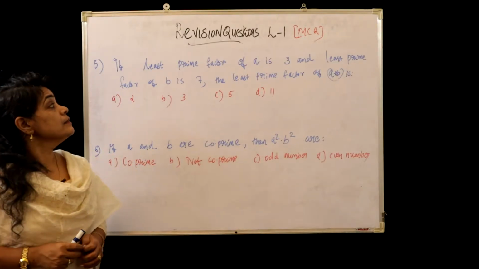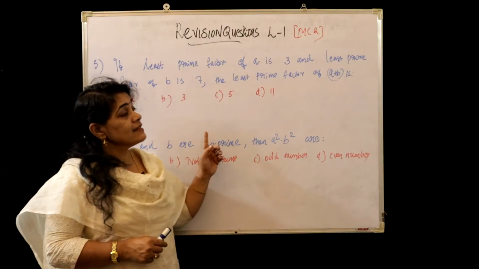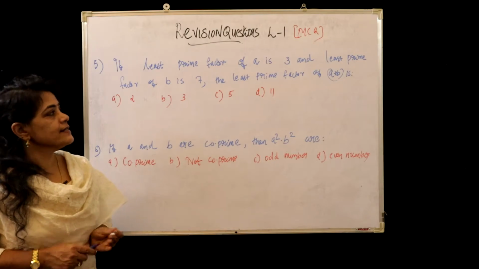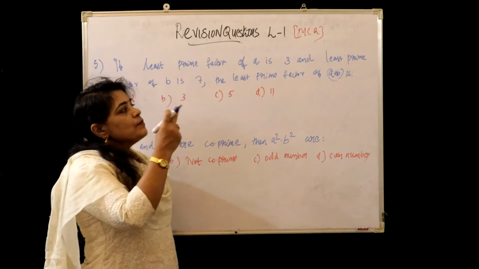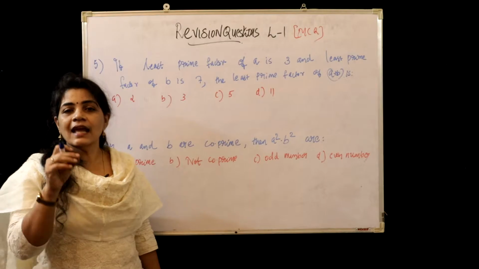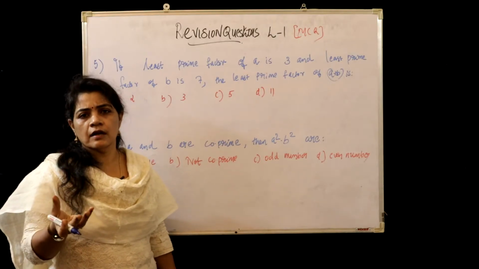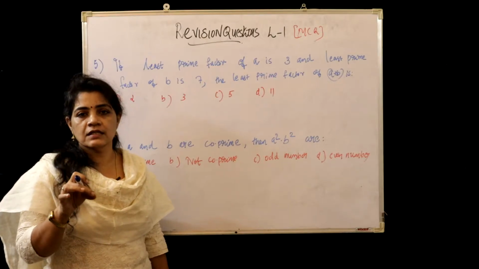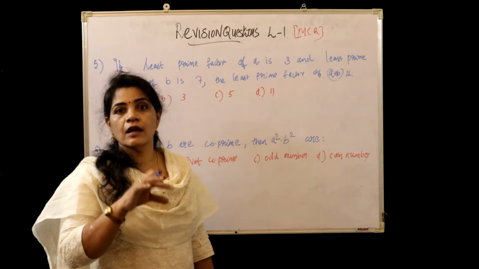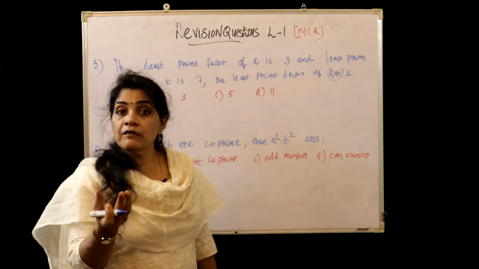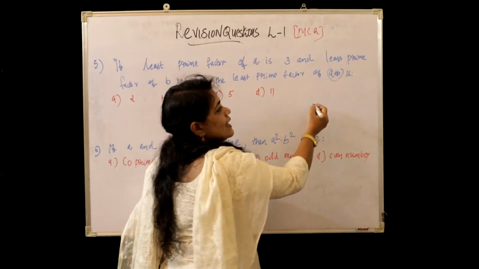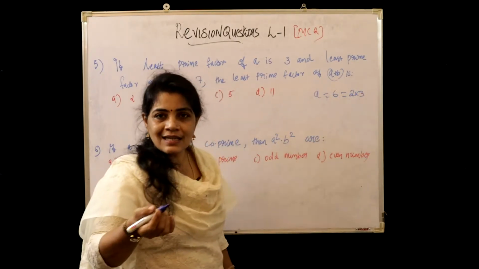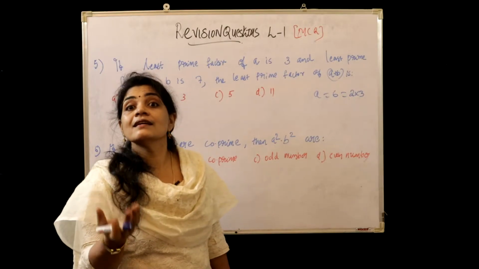The least prime factor of A is 3 and the least prime factor of B is 7. Then what is the least prime factor of A plus B? Here A and B are natural numbers. Okay, and it is given that in that natural number's prime factorization, 3 is the least prime number. Understood? So can we take A as 6? If we are taking A as 6, you can write 2 into 3. Can you say that 3 is the least prime number? No, so we can't take 6.